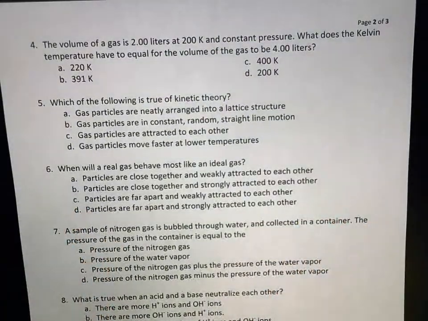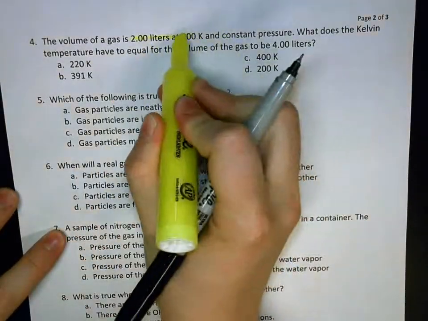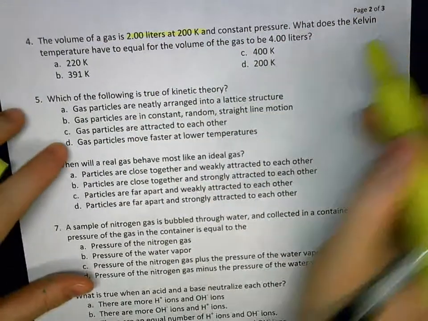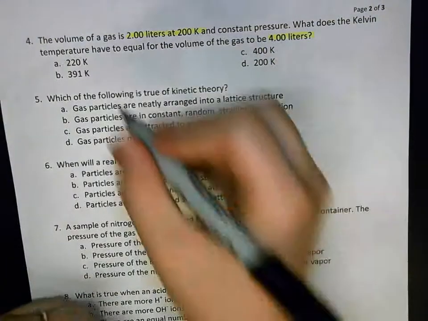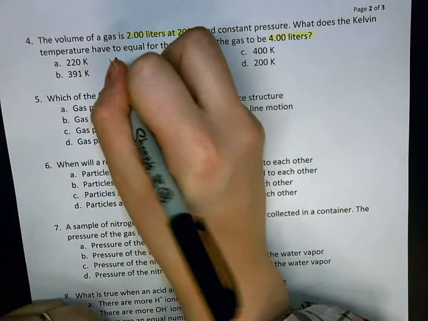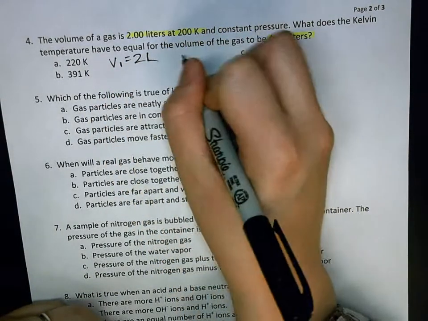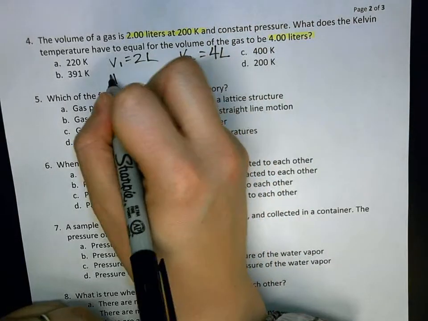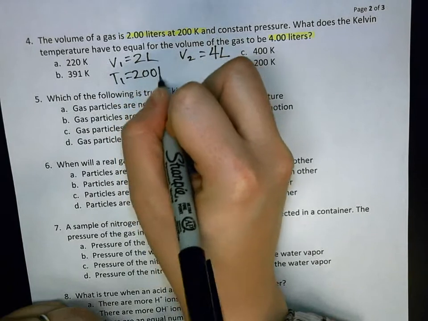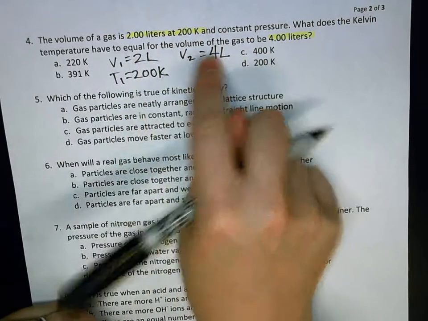The volume of gas is 2 liters at 200 K. What does the Kelvin temperature equal for the volume of the gas to be 4 liters? So we start with a volume of 2 liters and we end at a volume of 4 liters. We started at a temperature of 200 K. So what's happening to the volume here?